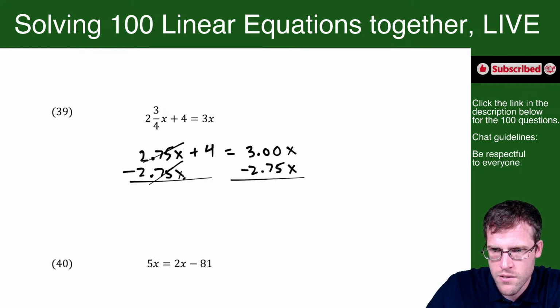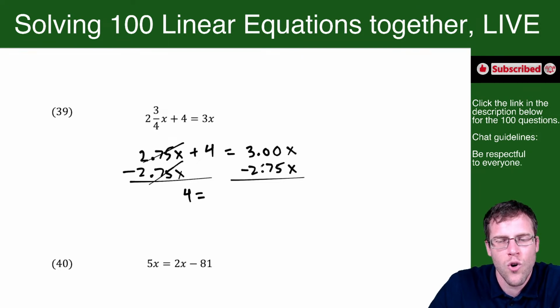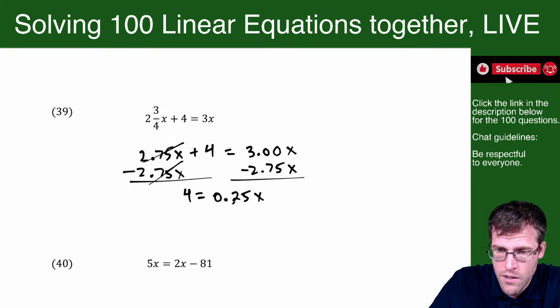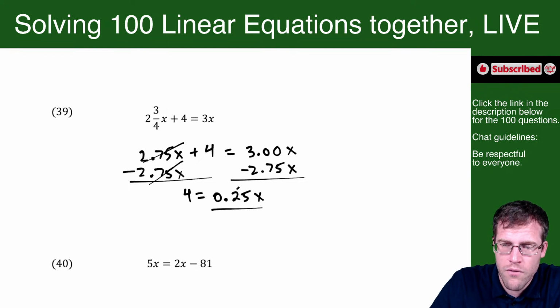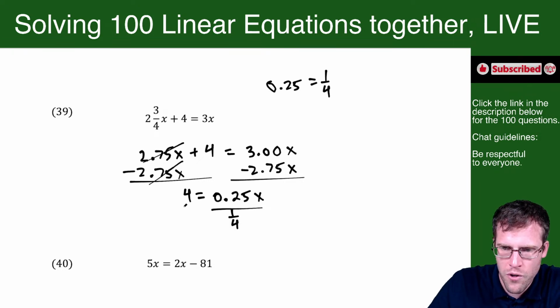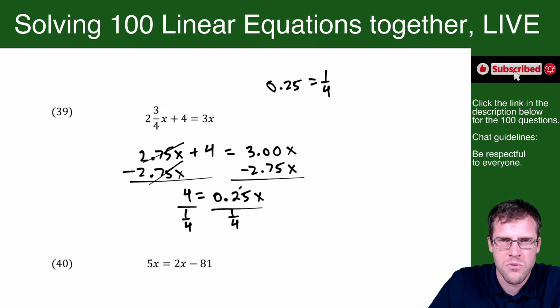you can see this canceling, and we have 4 equals, and if you do 3 minus 2.75, just think $3 versus $2.75, that's off by a quarter. So that would just give you 0.25 times x. And now divide both sides by 0.25. But remember, 0.25 is the same thing as a fourth. So I could just divide both sides by a fourth because it's easier to do a whole number divided by a fraction than it is to do a whole number divided by this weird decimal here.